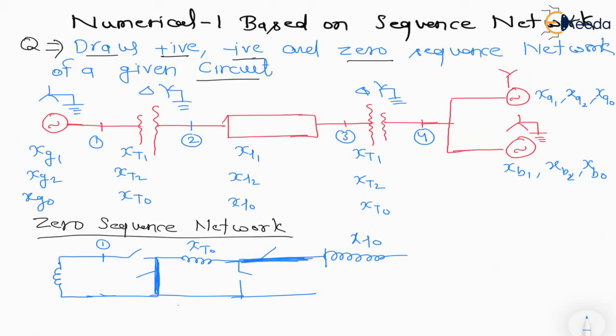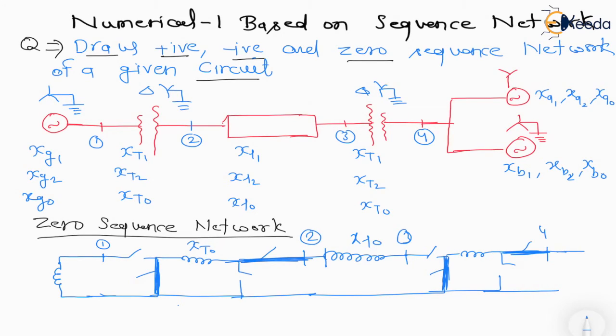Now for the transmission line, the same reactance xl0, and again the transformer, this point is 1 and this point is 2. Again the transformer comes. For the transformer we again know the rule. Here the same, delta connected, so it will be closed, and here it is star connected, so it will be closed.